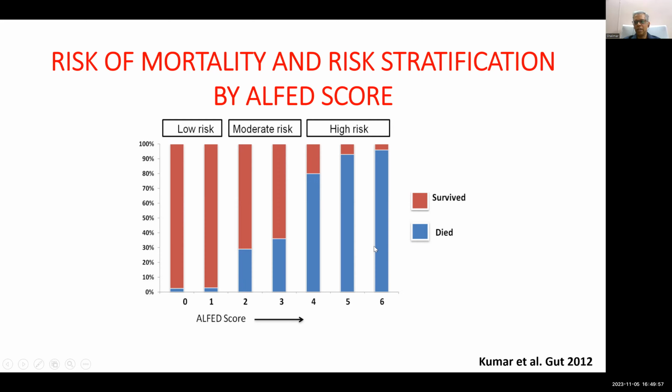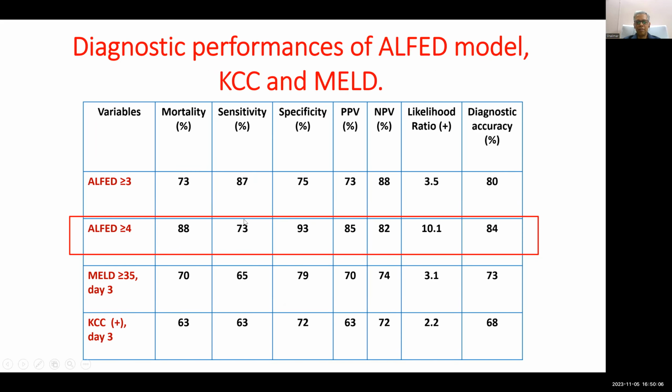So you can do it daily. If your ALFED score is improving, that means your patient is getting better. If it is worsening, that means there is a chance of mortality in your patient. And when ALFED is compared to scores like the King's College criteria and the MELD score, which we use in liver disease, the ALFED score has been shown to have higher diagnostic accuracy.